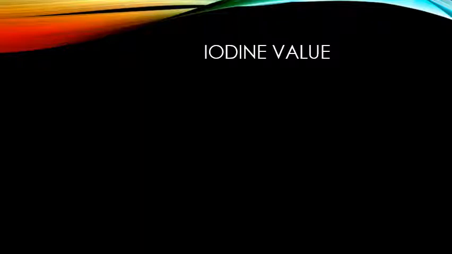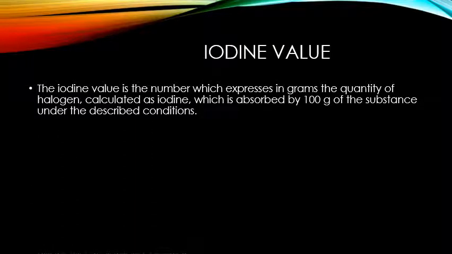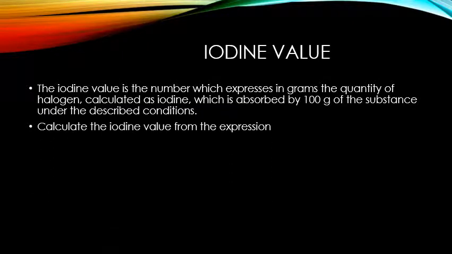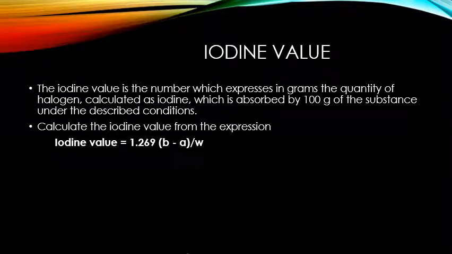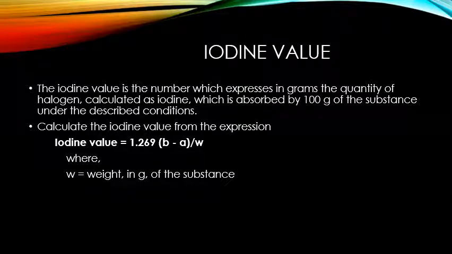Then the next one is the iodine value. The iodine value is the number which expresses in grams the quantity of the halogen calculated as iodine which is absorbed by 100 gram of the substance under the described conditions. Calculate the iodine value from the expression. Iodine value is equal to 1.269 (B minus A) divided by W, where W is the weight in grams of the substance, A is the ml of sodium thiosulfate required.